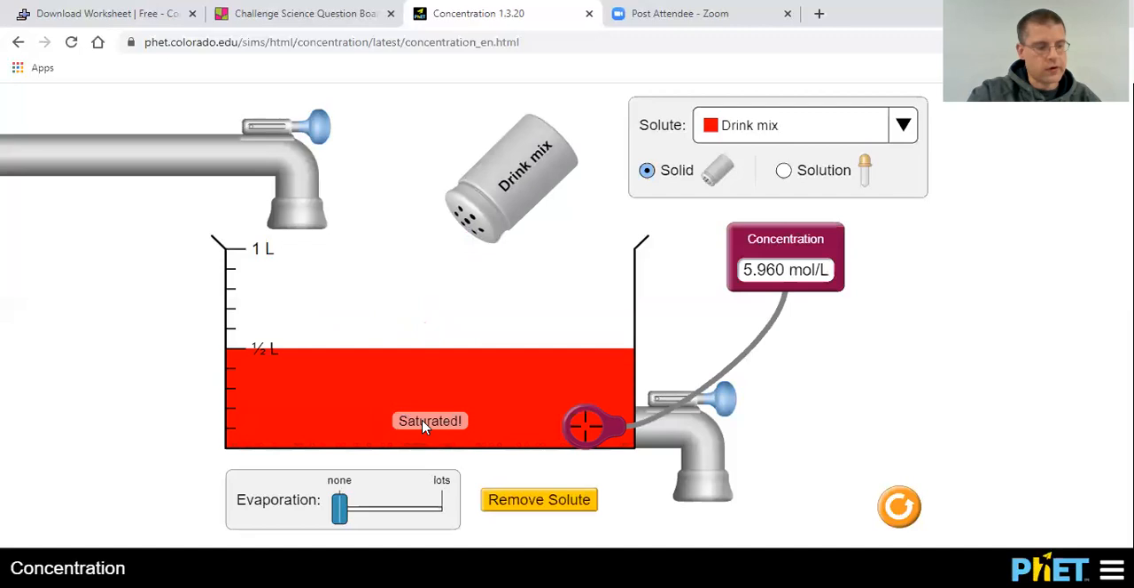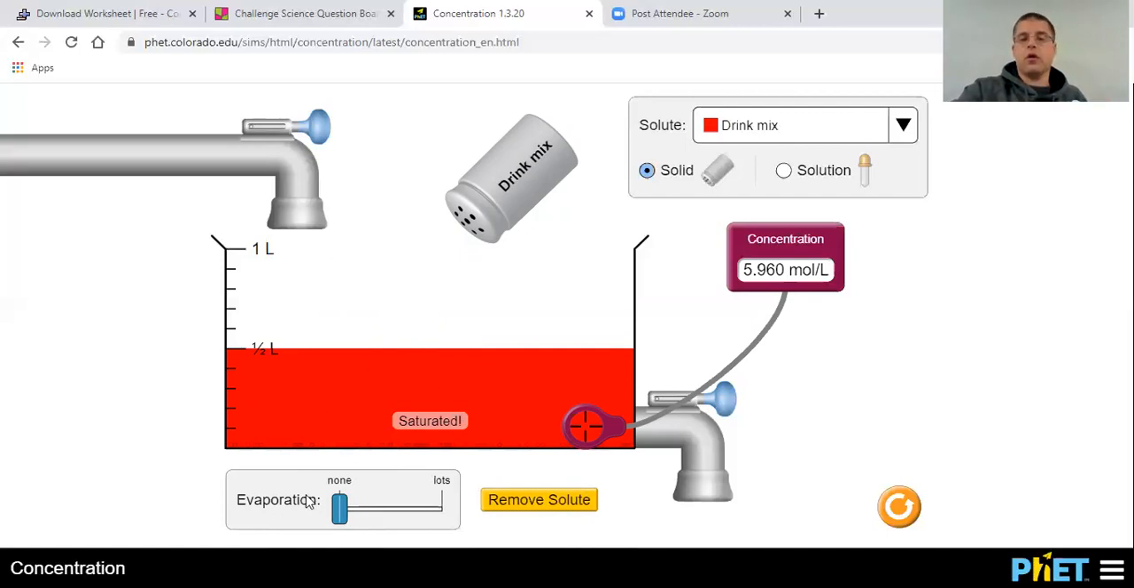Okay, so right now it's saturated. So now I'm gonna remove solvent. I'm gonna evaporate, which is gonna mimic boiling. So we're gonna add a heat source. And when we talk about it, this is a mixture, physical change.